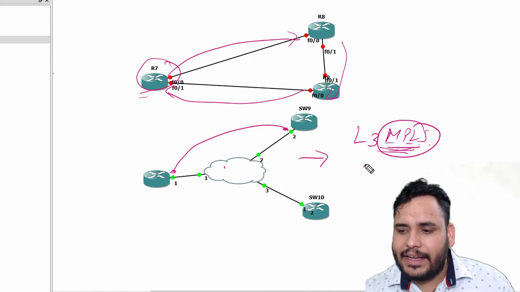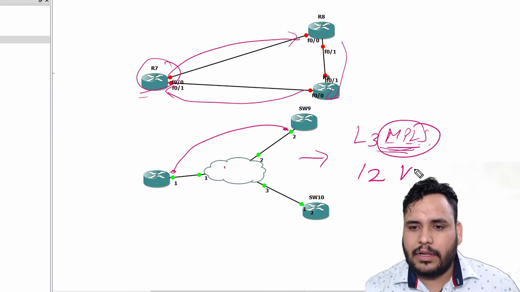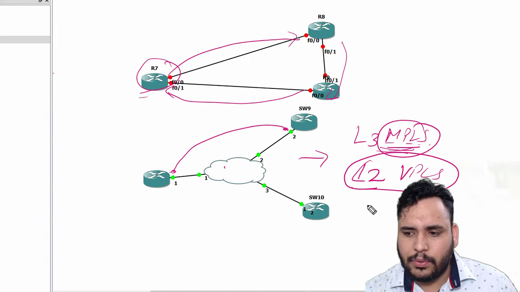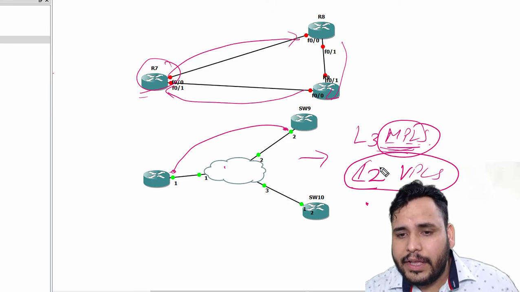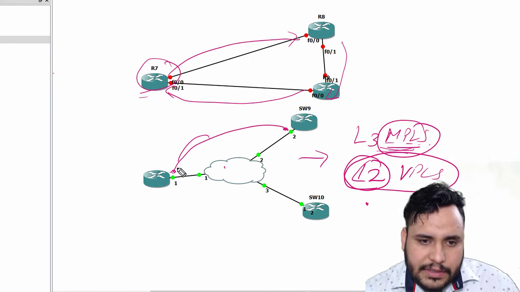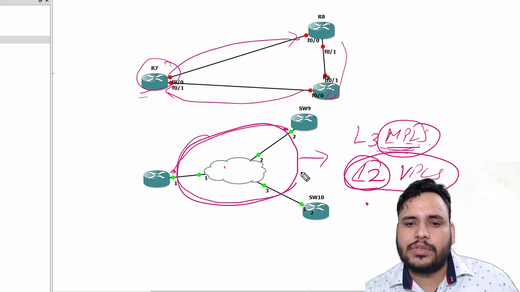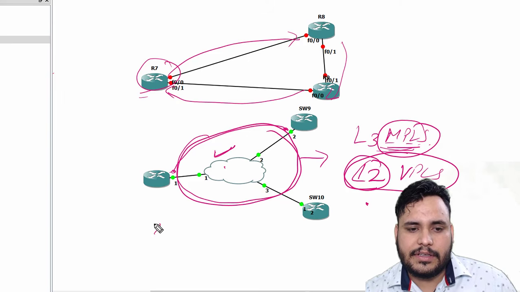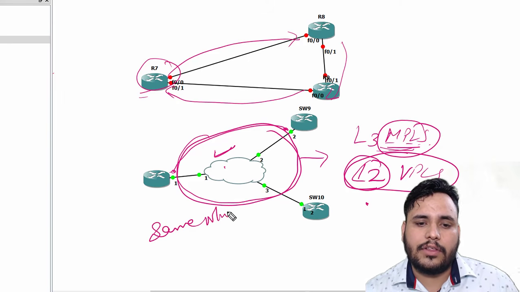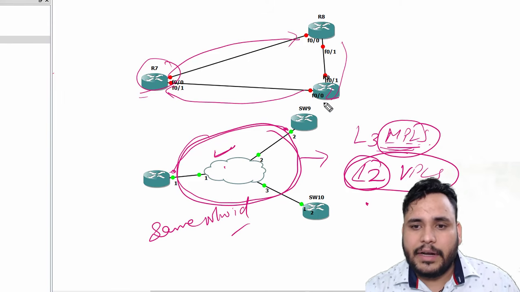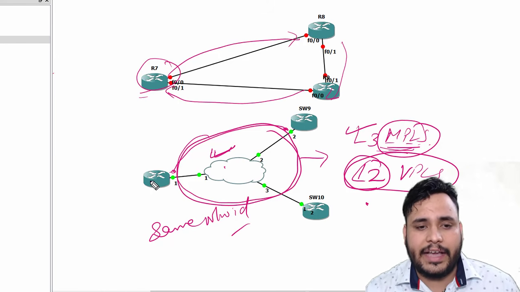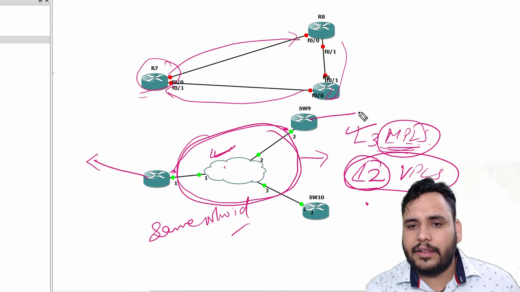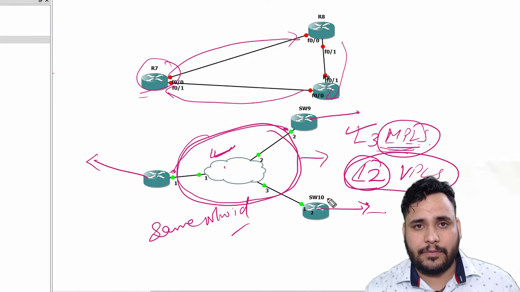If we consider it as layer 2, we can use VPLS or Metro Ethernet, or we can use frame relay or ATM technology. In a layer 2 WAN, this type of design will use the same network ID. But layer 3 MPLS will work with a different network ID architecture, and after that they will provide their WAN to another site.